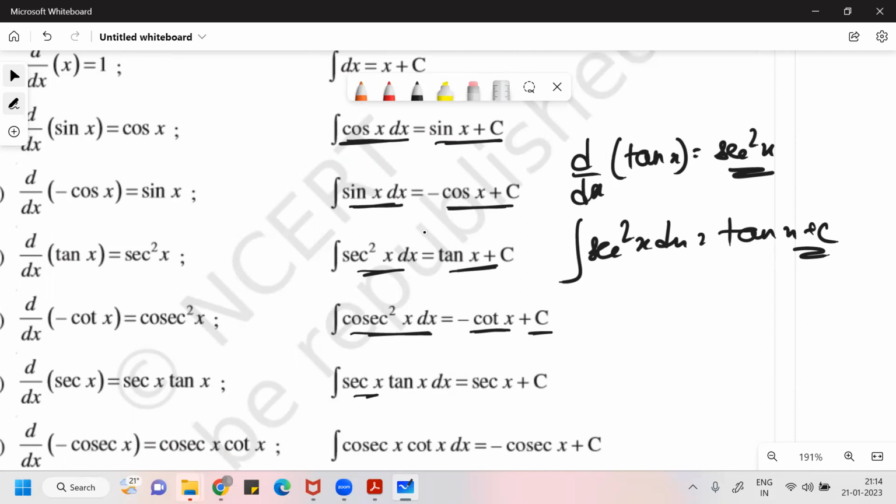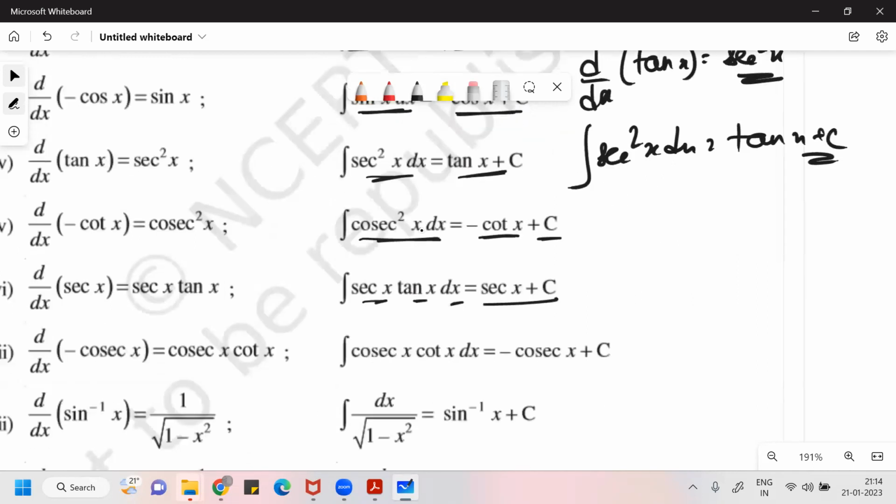Sec x tan x dx would be sec x plus c. Cosec starts with co, so it will give you a negative. Cosec x cot x dx will give you minus cosec x plus c.